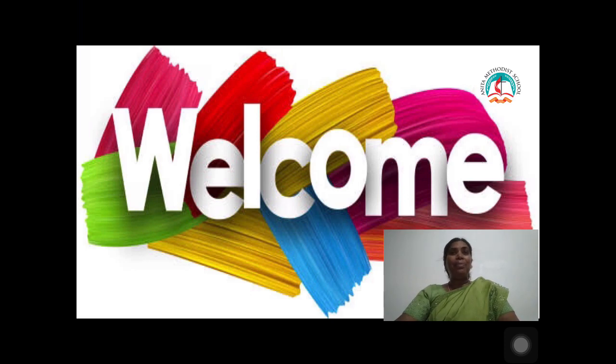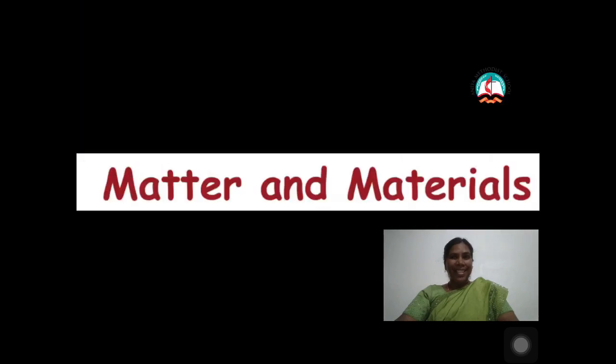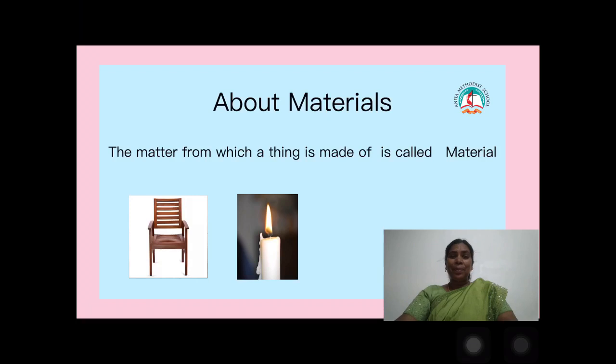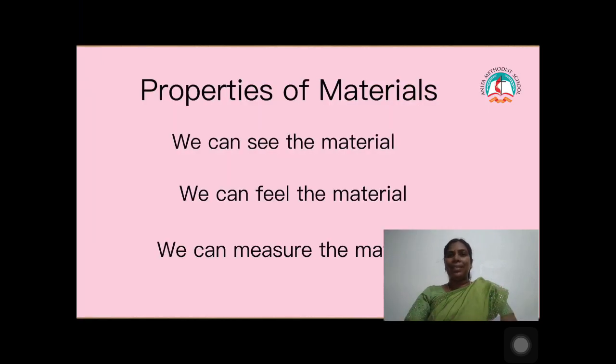Can you remember the last topic that we revised? Yes, correct. We revised matter and materials. The matter from which a thing is made is called material. We can use wood to make a chair. We can use wax to make a candle. Not only that, we revised properties of materials.